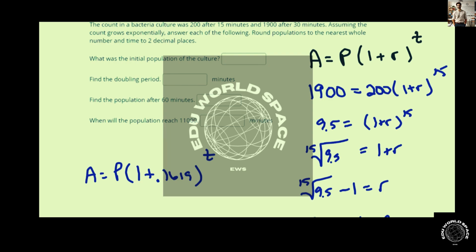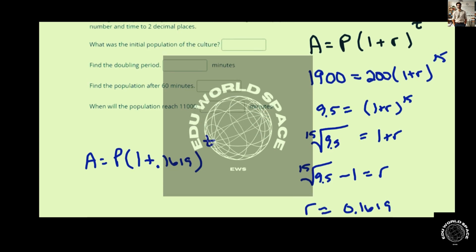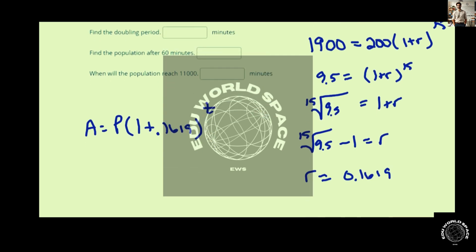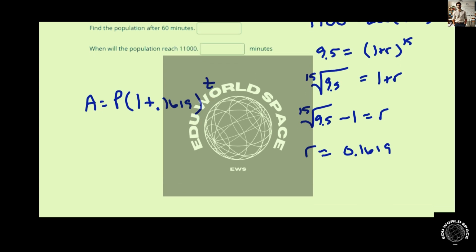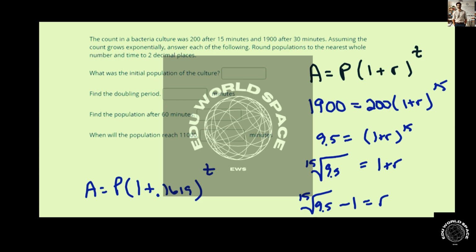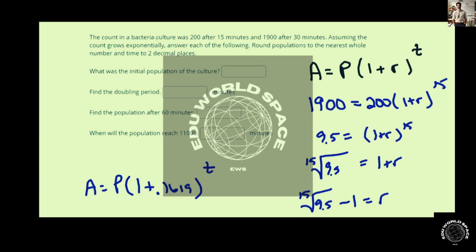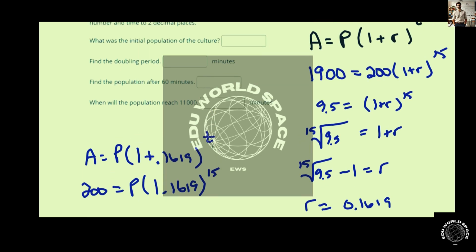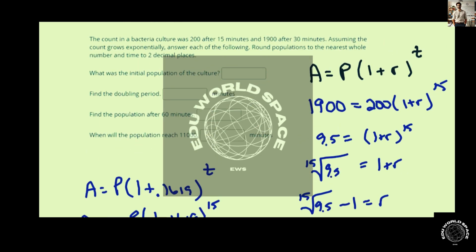Well, we can first find the doubling time. Well, we can use this actually and take the 200 after 15 minutes. So we know that there was 200. We want to find what is the initial time after it took 15 minutes to get to 200.